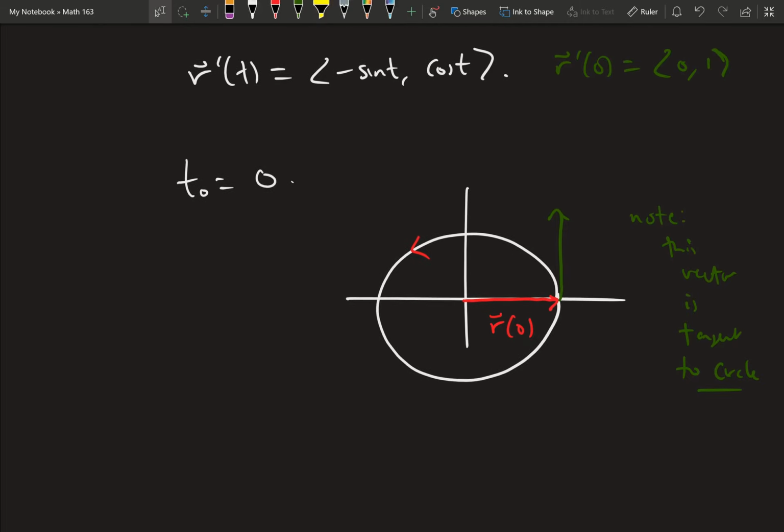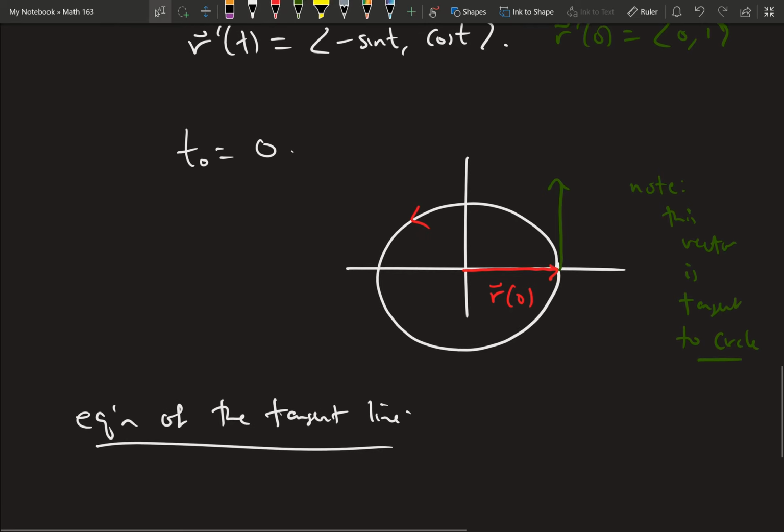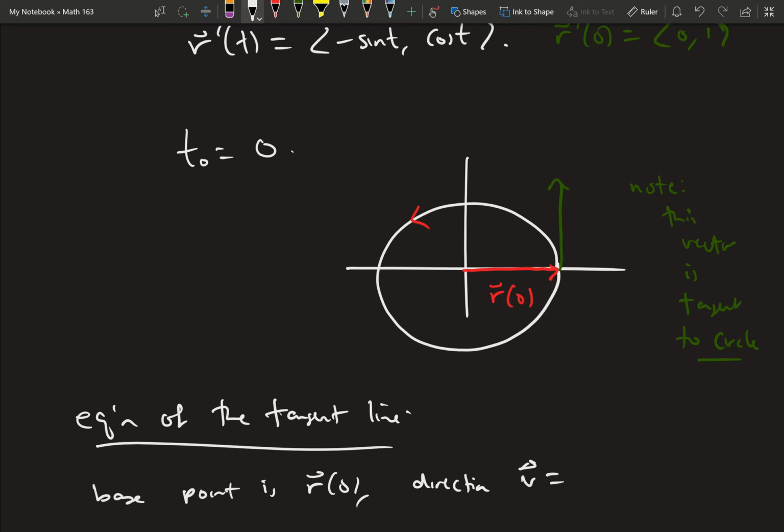By the way, how would we write the equation of the line? So let's just find the equation of the tangent line in terms of a vector valued function. Well, you have a base point here. The base point is r of 0. Our direction vector, v, is r prime of 0.